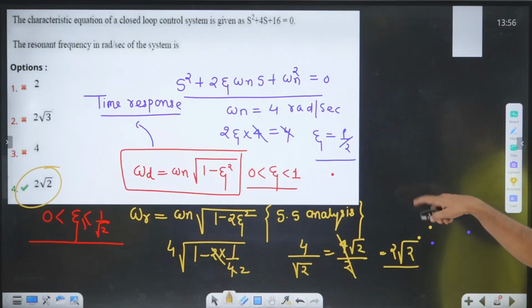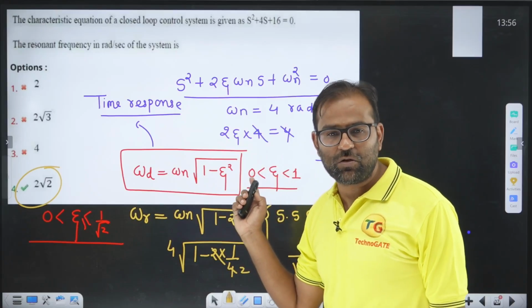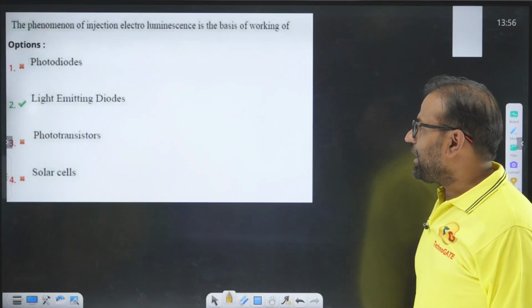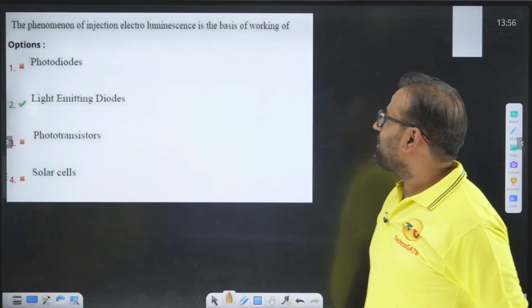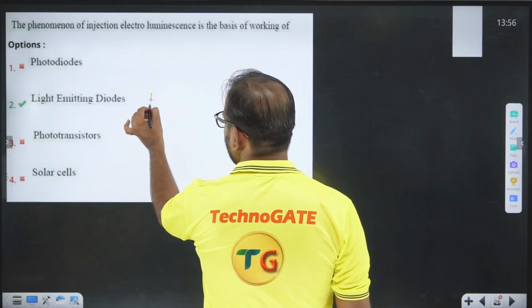So the previous question was the steady state analysis of the control system, and this question depends on the time response of the control system. Next, the phenomenon of injection luminescence is the basic principle of working. This is always the principle of working for LED.